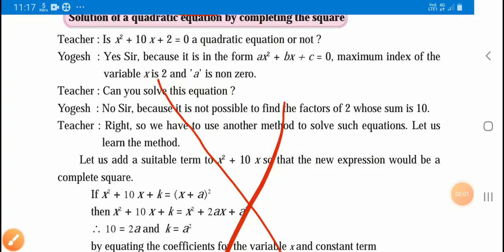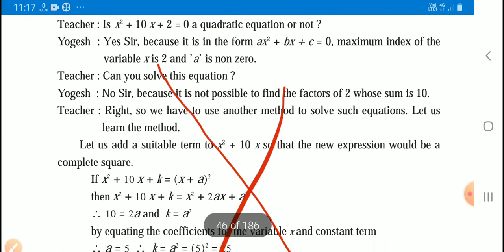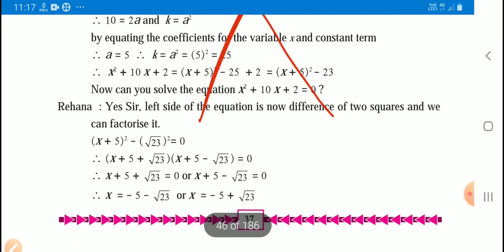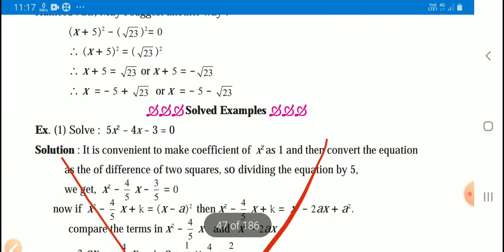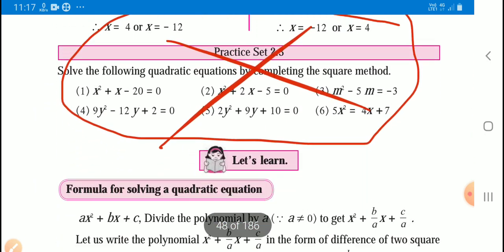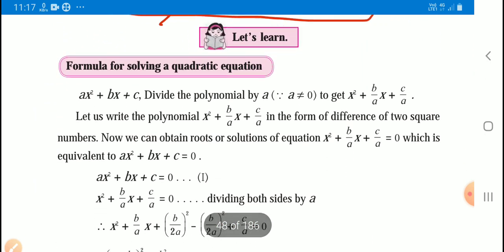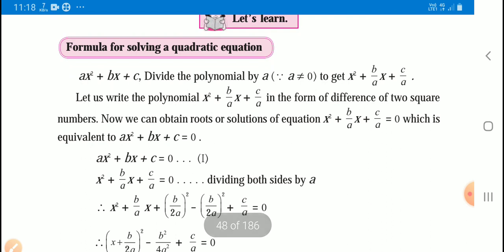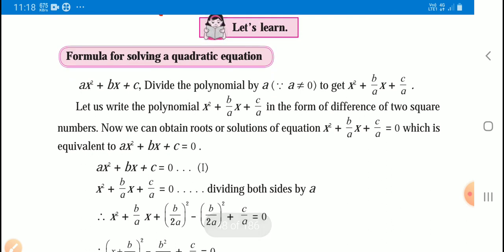Hi students, solution of a quadratic equation by completing the square method. This method has been reduced from your syllabus, so no need to solve these examples. This whole part is reduced from your syllabus. Now we will see the next method, that is the formula for solving a quadratic equation.